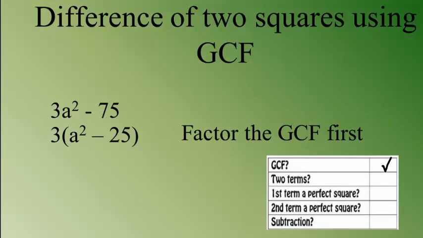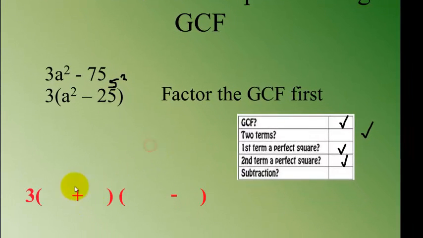Now let's check the expression inside the parentheses if we have a DOS. Do we still have a GCF here? None. Do we have two terms? Yes. First term a perfect square? Yes. Is the second term a perfect square? Yes, because we can write 25 as 5 squared. Do we have a subtraction? Yes, we do. Okay, so the factors will look like this. 3 times a quantity times a quantity.